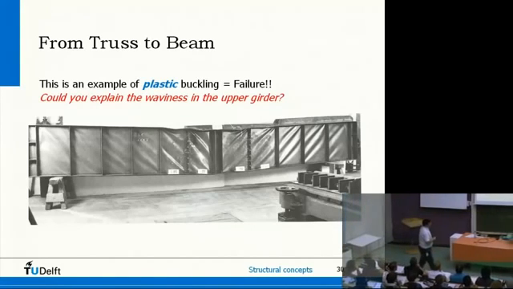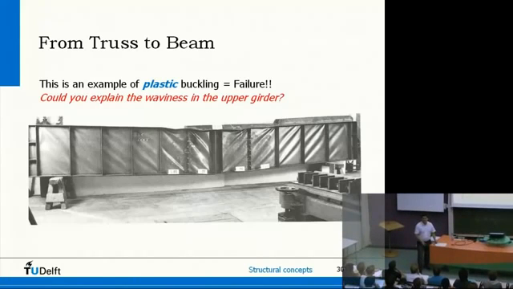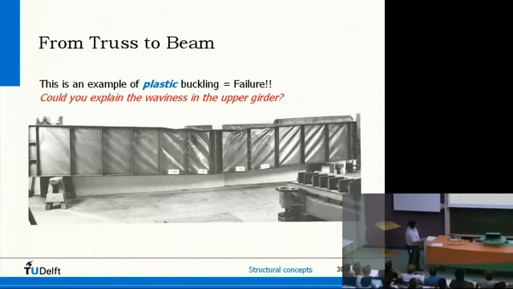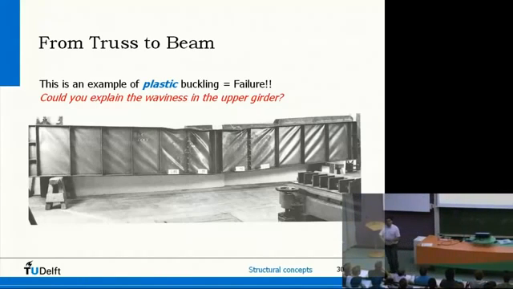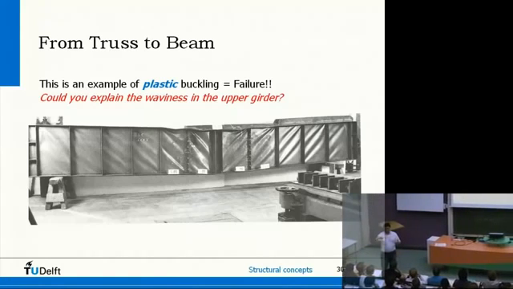Well, here you see another example, and in this case it has failed. The whole beam has failed, and the buckling you see here in these windows is done by plastic deformation of the metal. So if you take it out, you still see the waviness. It's just as if you bend metal sheets in a workshop.